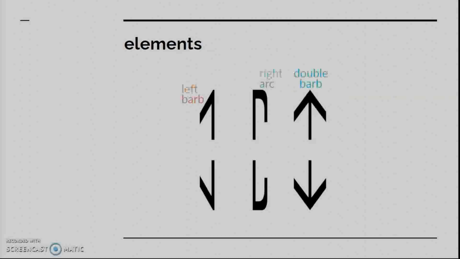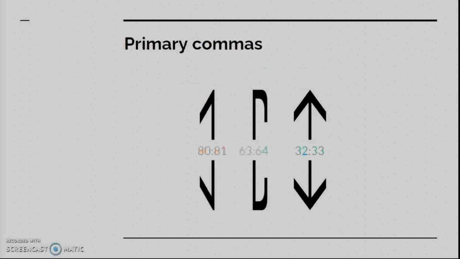We can use the flags to name the symbols. For example, we could call the leftmost symbol the left barb, and we could call the middle symbol the right arc. The symbol on the right has both a left barb and a right barb, and so we can call it the double barb symbol. From now on in this presentation, I'll be using orange, green, and blue to help highlight patterns in the diagrams I show when these 3 symbols, or their commas, are involved.